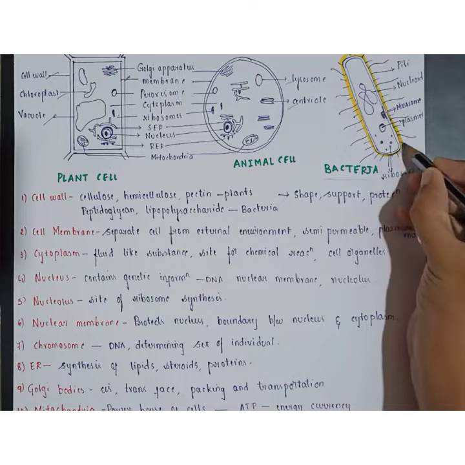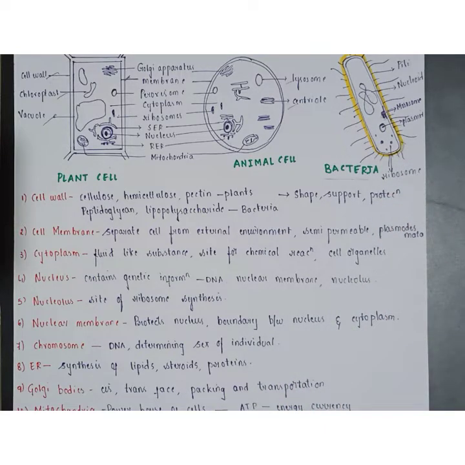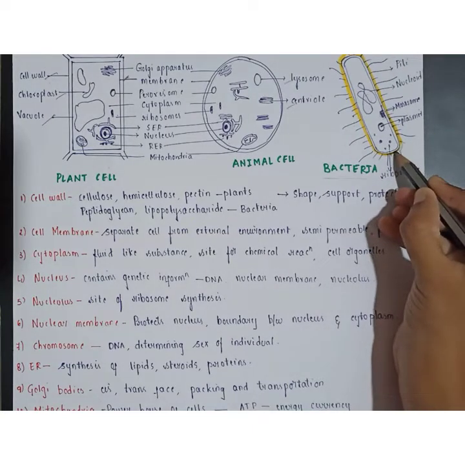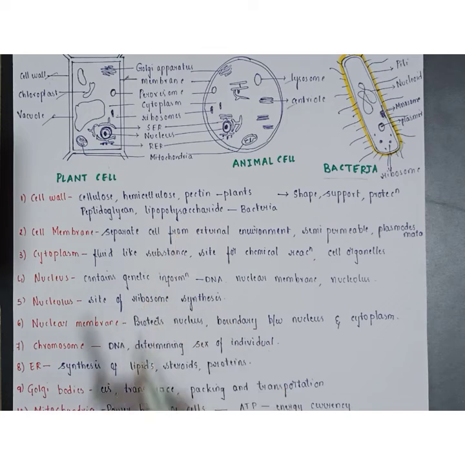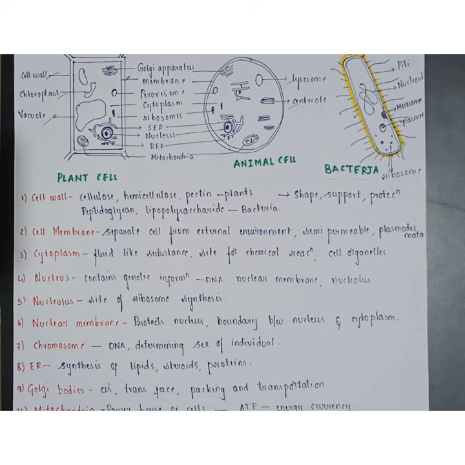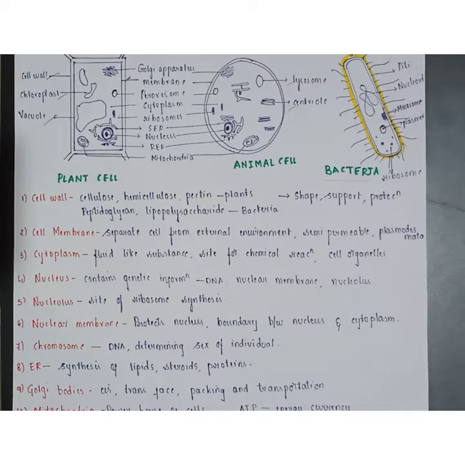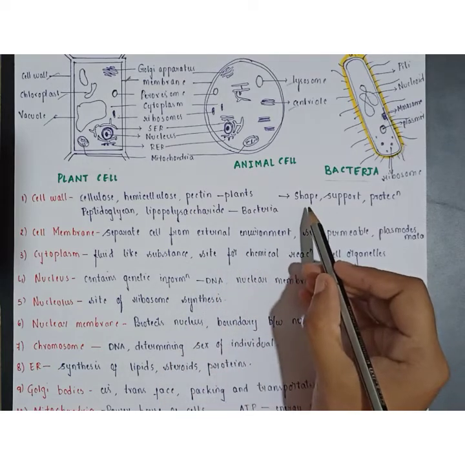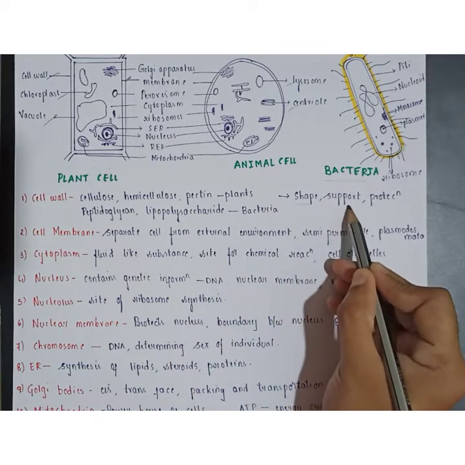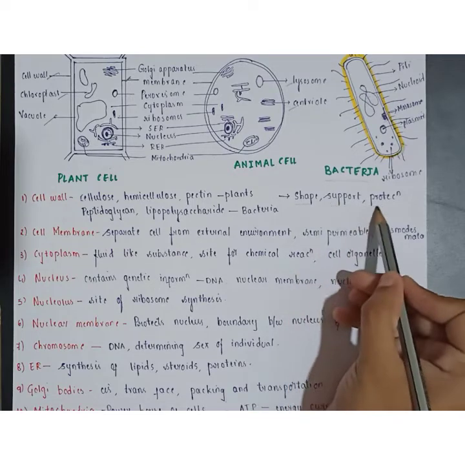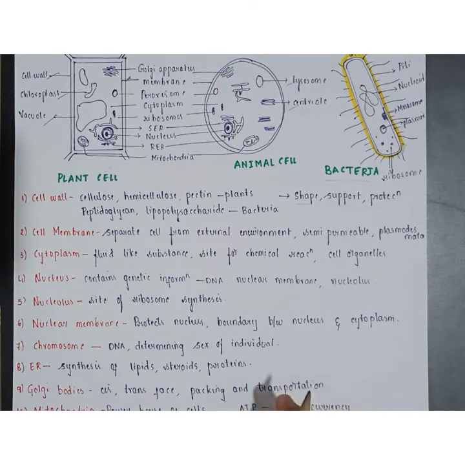This yellow colored layer is called glycocalyx, which is only present in bacteria. Inner to glycocalyx is the cell membrane. Based on the composition of the cell membrane, bacteria are classified into gram positive and gram negative. During gram staining, if the bacterial cells appear red, they are called gram negative. If they appear purple or violet, they are called gram positive. The function of the cell wall is that it provides shape and support to the cell, and it protects the cell from mechanical damage.